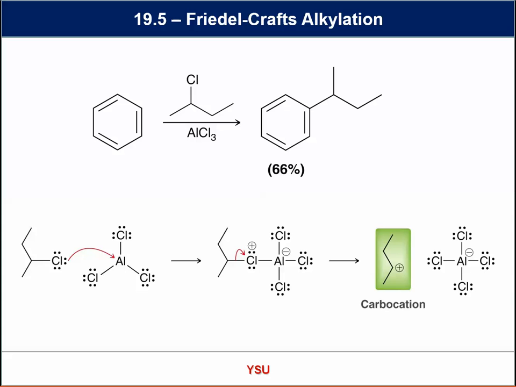We talked about alkylation. Alkylations are problematic because we have the possibility of carbocations being formed, and carbocations can rearrange. So we'll see now that the typical process here does again require a Lewis acid.